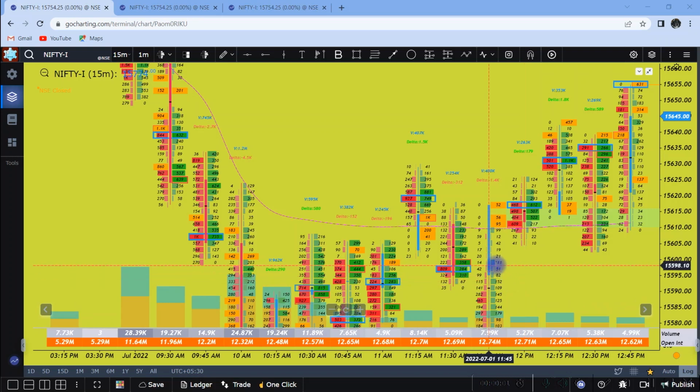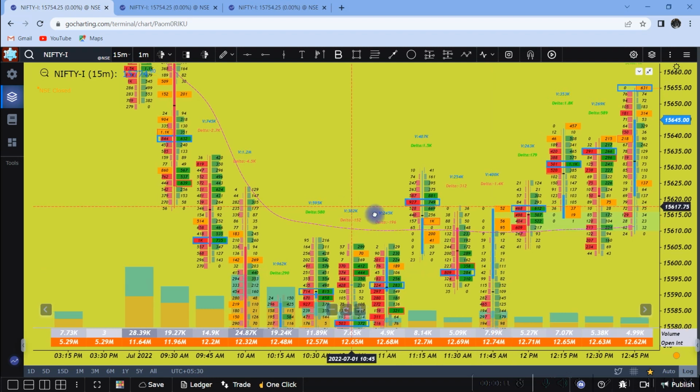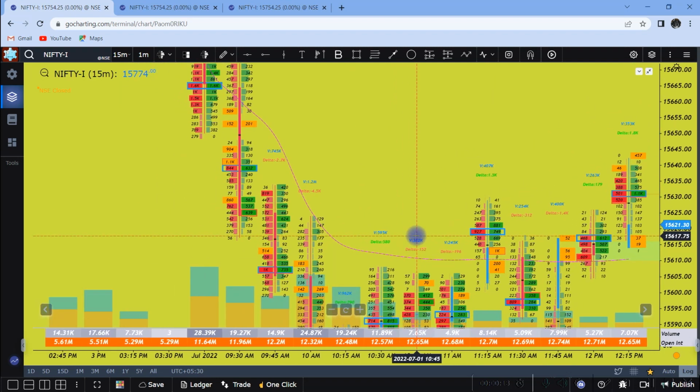Hello guys, this is going to be a small video on how to use imbalance in footprints, aka order flow charts. What is imbalance? Imbalance is, as the name suggests, an imbalance between the buyers and the sellers in layman's terms, or in other words, the imbalance between the market buy orders and the market sell orders.